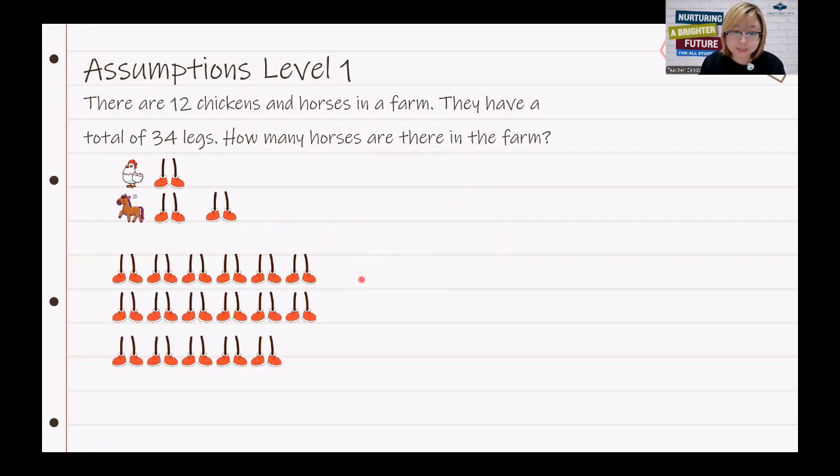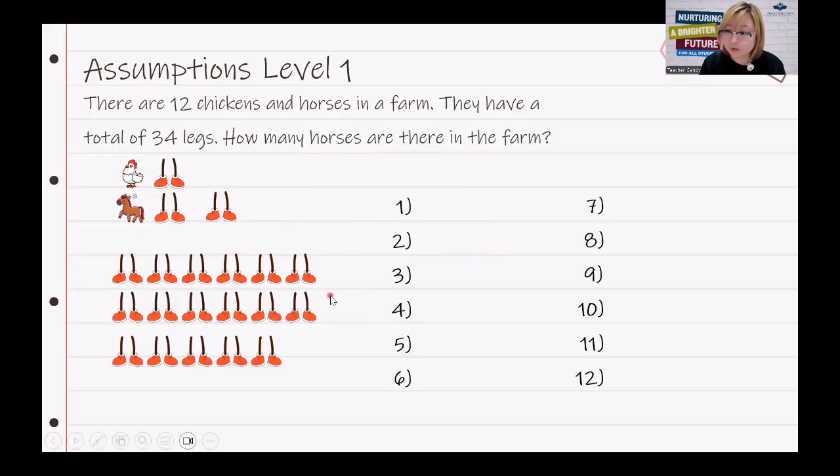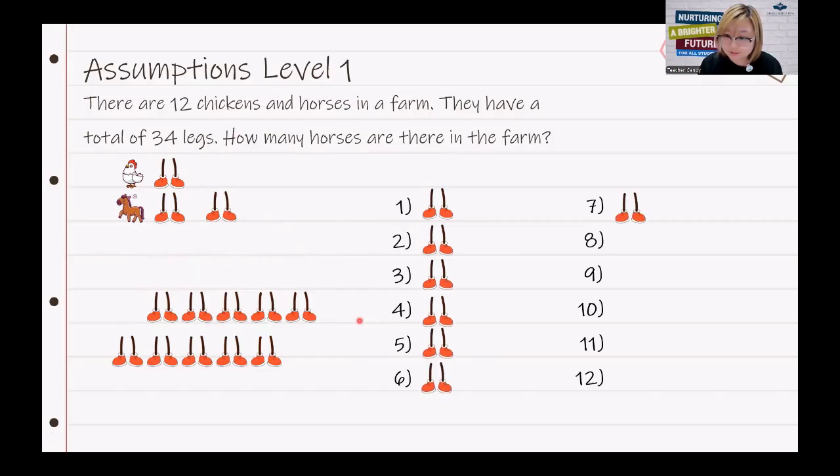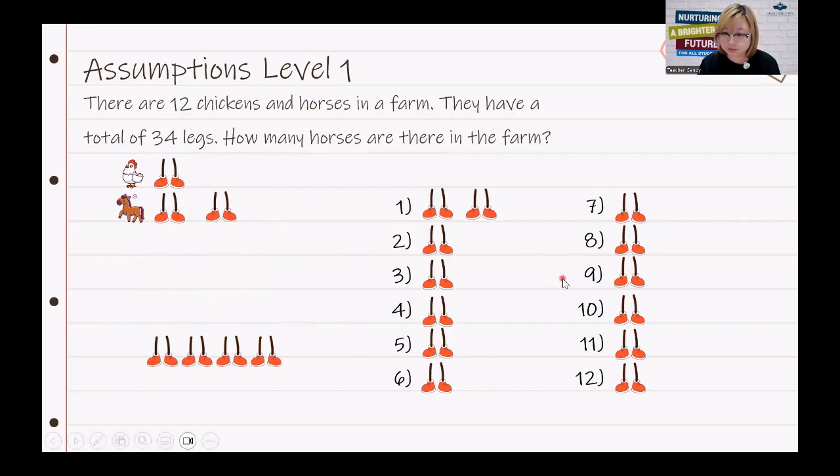Okay, so let's take a look. 34 legs all over here, and I have 12 animals. So what I'm going to do first, assuming all are chicken, we are going to distribute 2 legs each first. Calculating all the 2 legs and ignoring the extra 2 for the horse. 1 chicken, 2 chicken, and so on. That will be 12 chickens over here.